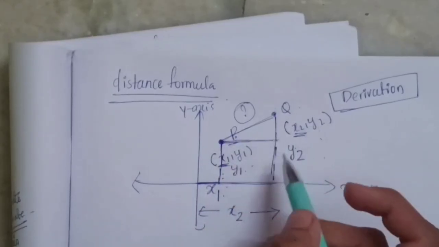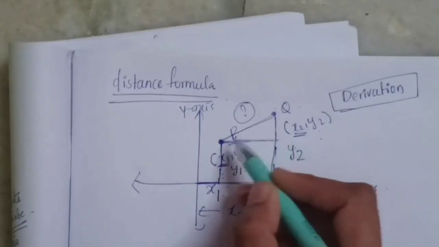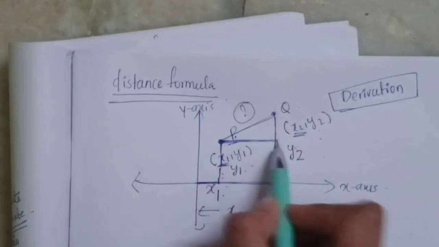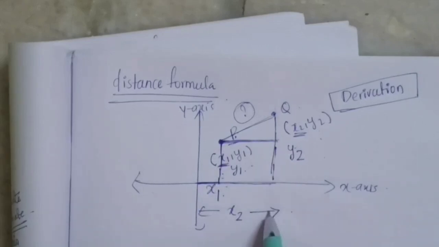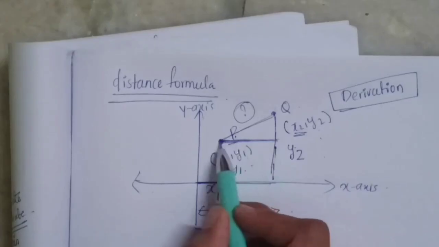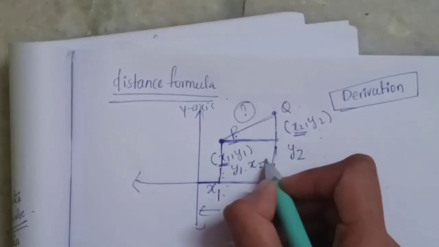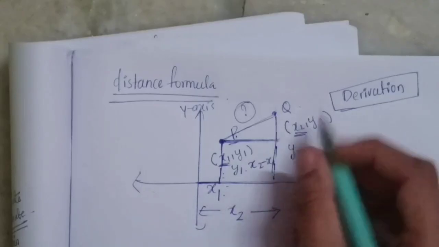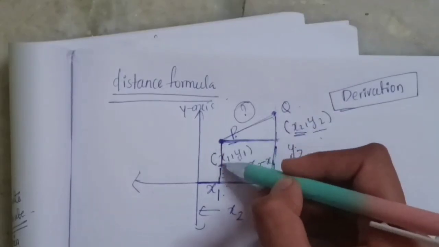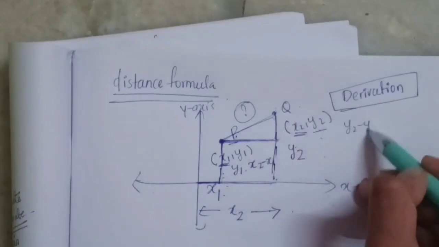We need to zoom in into this right angle triangle. We need to find this distance. This whole length is x2 and this length is x1, so this distance is x2 minus x1, right? And this whole length is y2 and this length is y1, so this distance will be y2 minus y1.